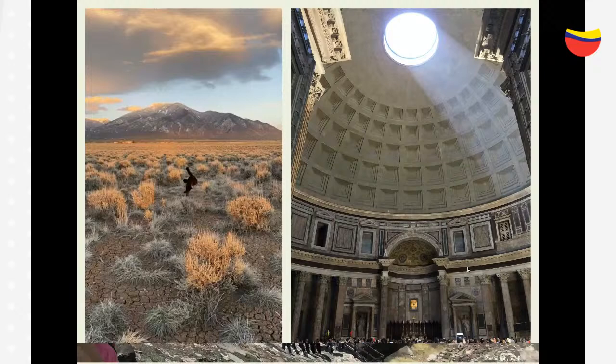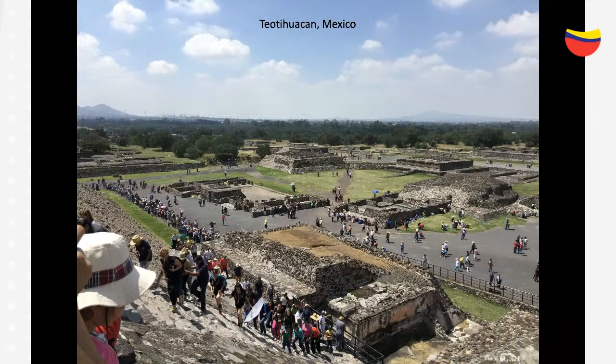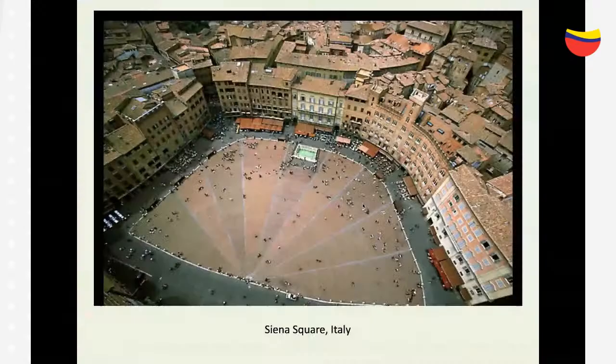But there are other spaces as well. Let's go to Mexico again. It's an open space, but in such a way that people are using it differently. Teotihuacan in Mexico, the buildings are scattered around temples and a huge long alley, right? Or a totally defined space, one of the best squares in the world, Siena Square in Italy, and it's surrounded by buildings, a well-defined space.